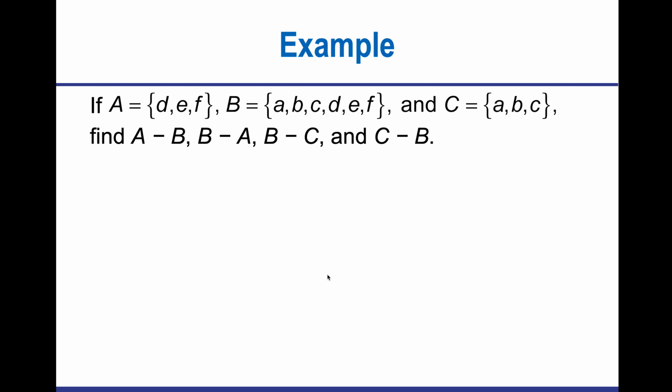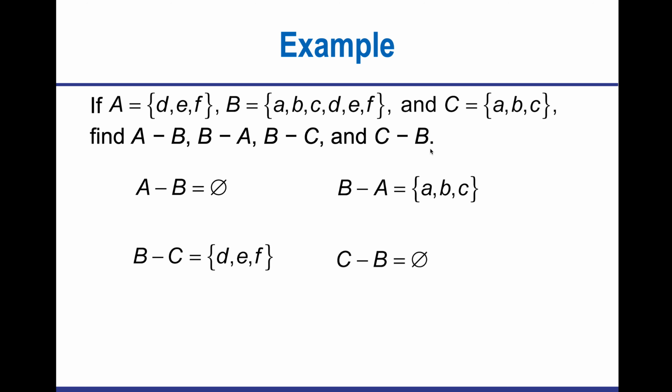So here I have elements of A and B, and I want to take away any elements of B out of A. And when I do that, I take away D, E, and F, so it's empty. Then I want to take away elements of A that are in B, which leaves me with A, B, C. And I can keep doing that process, and you can almost cross out. So if I'm looking at B and I want to take away the things in A, D, E, F gets crossed out, I'm left with A, B, C.